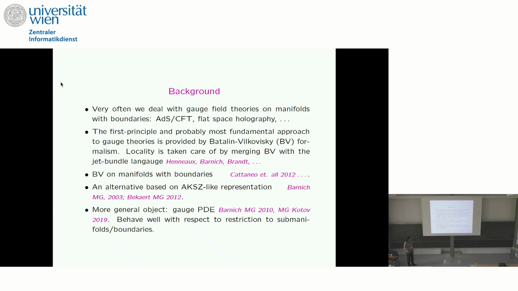It's based on AKSZ. AKSZ stands for Alexandrov, Kontsevich, Schwarz, and Zaboronsky, the so-called AKSZ version of BV, which was, strictly speaking, developed in the context of topological gauge field theories. And the main object for me is a merge of AKSZ BV in the non-topological setup with the so-called gauge PDE, which is a geometrical object that can be thought of as a generalization of AKSZ, which properly takes into account locality and which is applicable beyond the setup of topological models. And this notion.